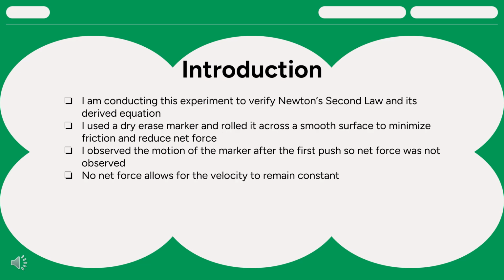Conducting this experiment to verify Newton's second law and its derived equation, I used the marker and rolled it across a smooth surface to minimize as much friction as possible and reduce as much net force as possible. I observed the motion after the first push, so no net force was observed. And no net force allows the velocity to theoretically remain constant.